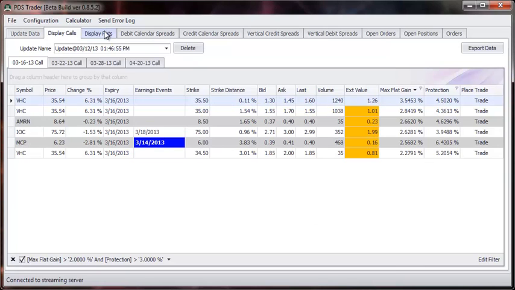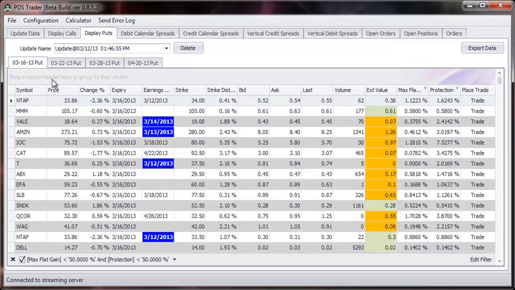Moving on to other strategy types, you'll note that Display Puts is the exact same columns as Display Calls. This is because they are quite similar. Selling a put is essentially the same as trading a covered call, but requires one less transaction.